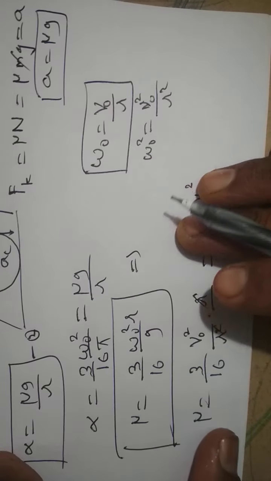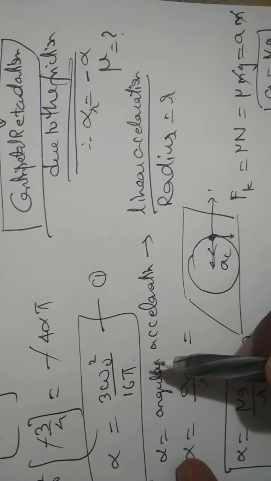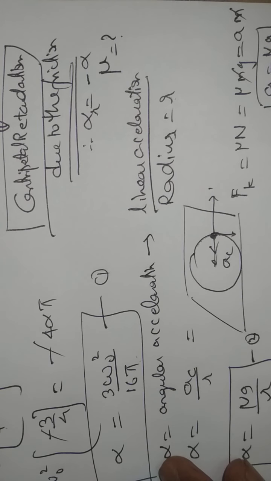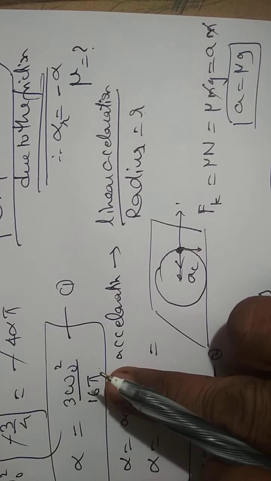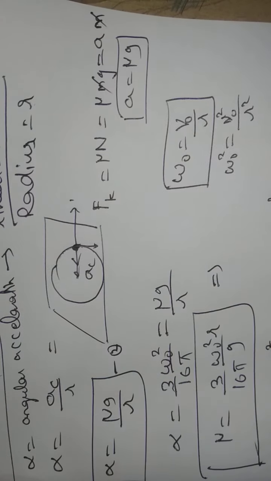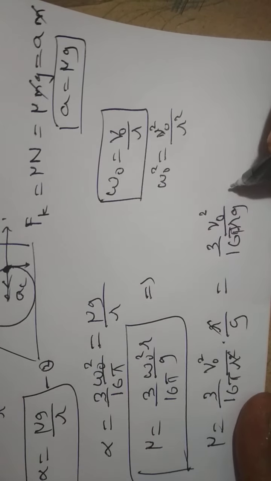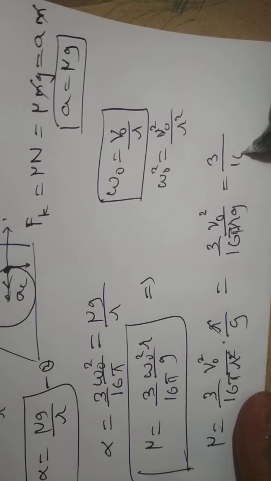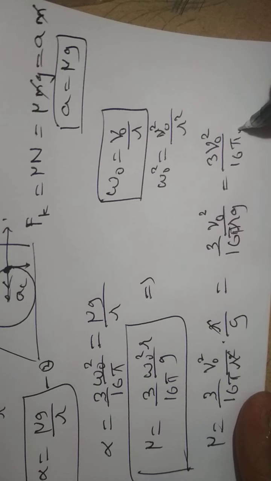And mind it, there was a pi. We have left it somewhere. There was a pi here, 16 pi. I didn't write that. So we'll write it here again. 16 pi, see? Yeah, this 16 pi was there. So that 16 pi I've written again here. So what is our answer? I'm writing it neatly: 3 by 16 V naught square by pi rg.